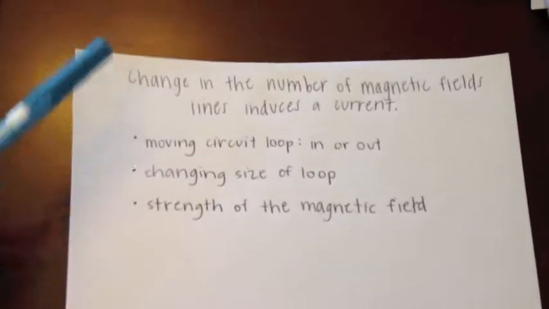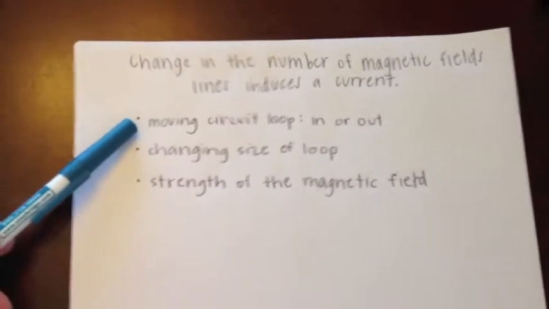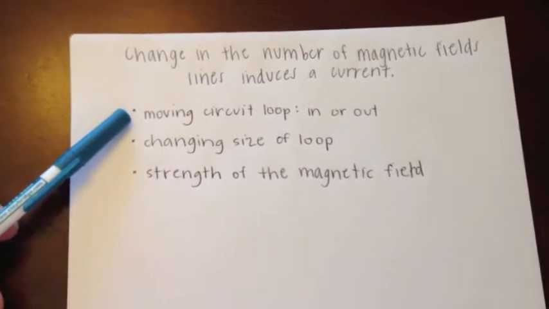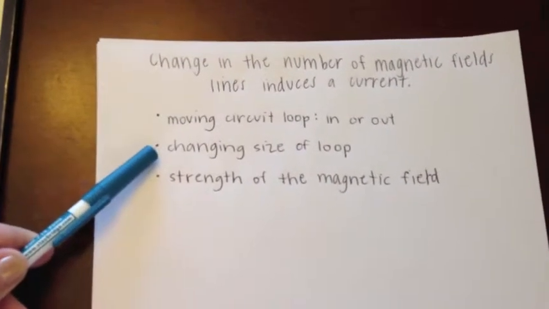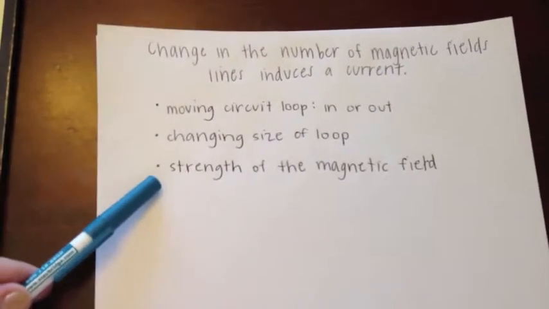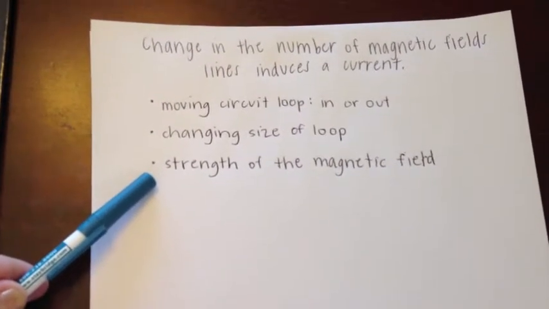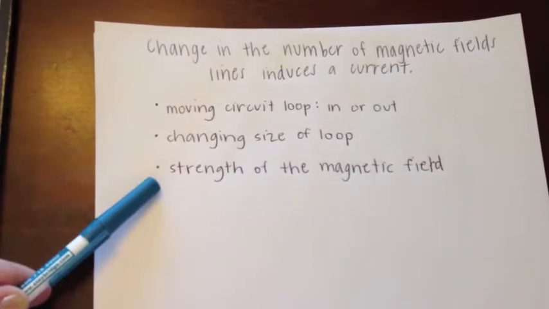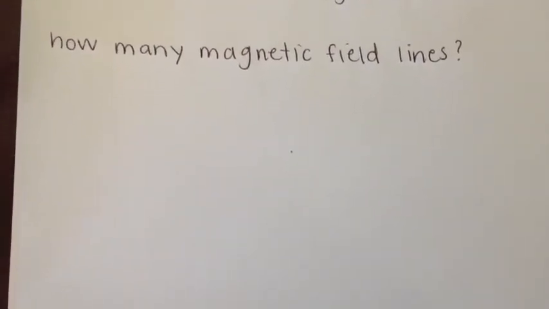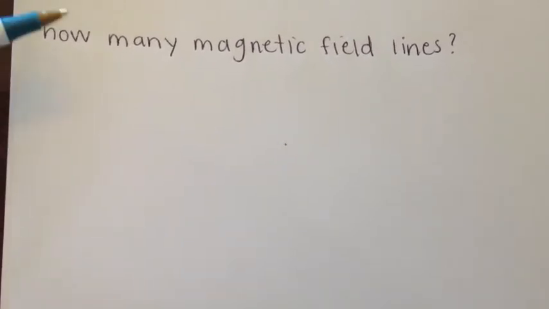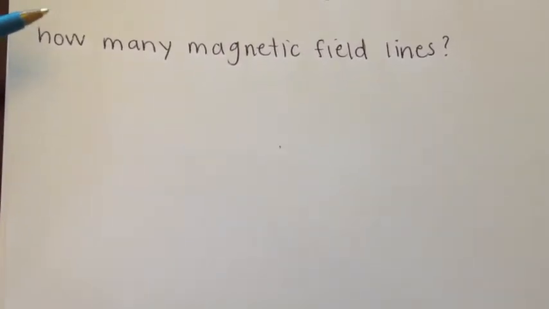So far we know that moving the circuit loop into or out of a magnetic field can induce a current, and also changing the size of the loop or the strength of the magnetic field will induce an EMF in the current. One way to predict whether a current will be induced in a given situation is to consider how many magnetic field lines cut through the loop.